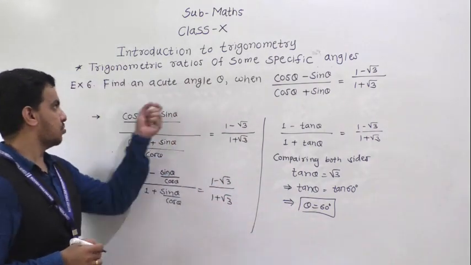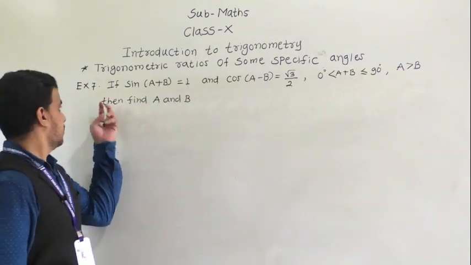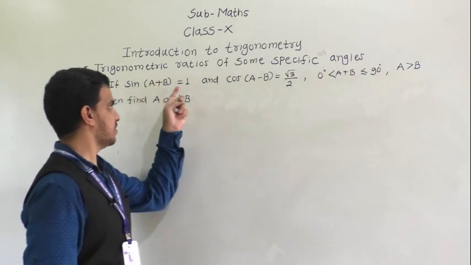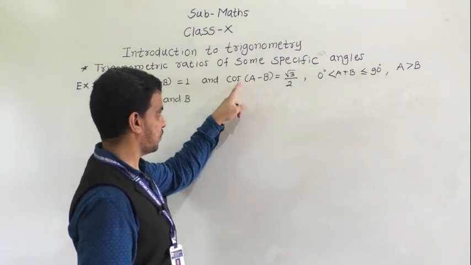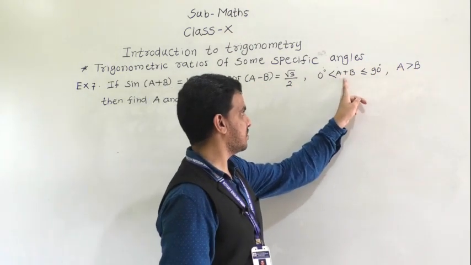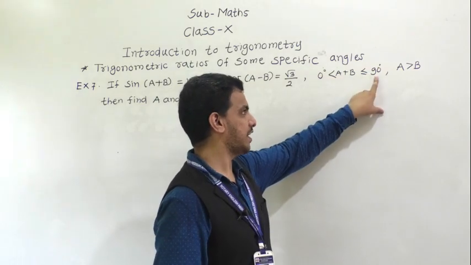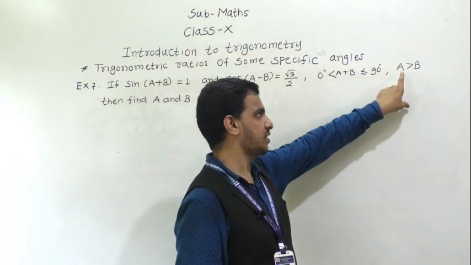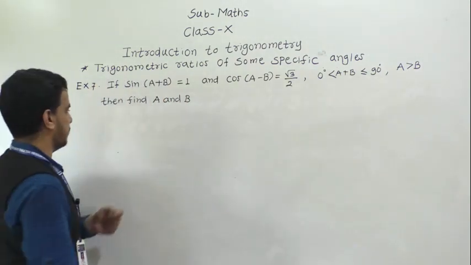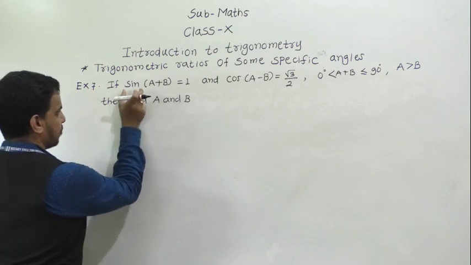Okay, so after that we will take example number 7. The next example is: if sine of (a plus b) is equal to 1 and cos of (a minus b) is equal to root 3 by 2, and a plus b is an angle greater than 0 degrees and less than or equal to 90 degrees, and a is greater than b, then we have to find the values of a and b.